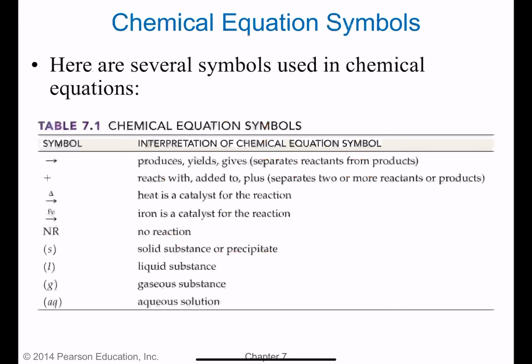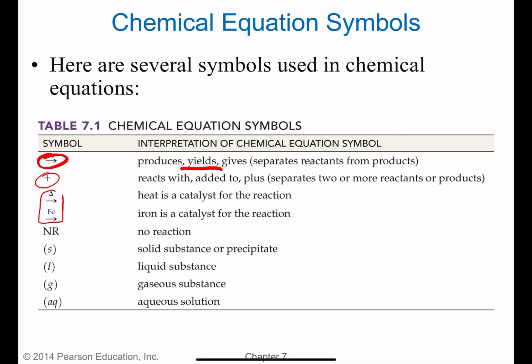This is a summary of the different symbols you could see. Again, here's your arrow. An arrow means yields, or basically produces. Anytime we have multiple reactants or products, we use a plus sign. We're never going to have minus signs. When we talk about redox reactions later, you might be tempted to use a minus sign, but we never use minus signs in chemical reactions.